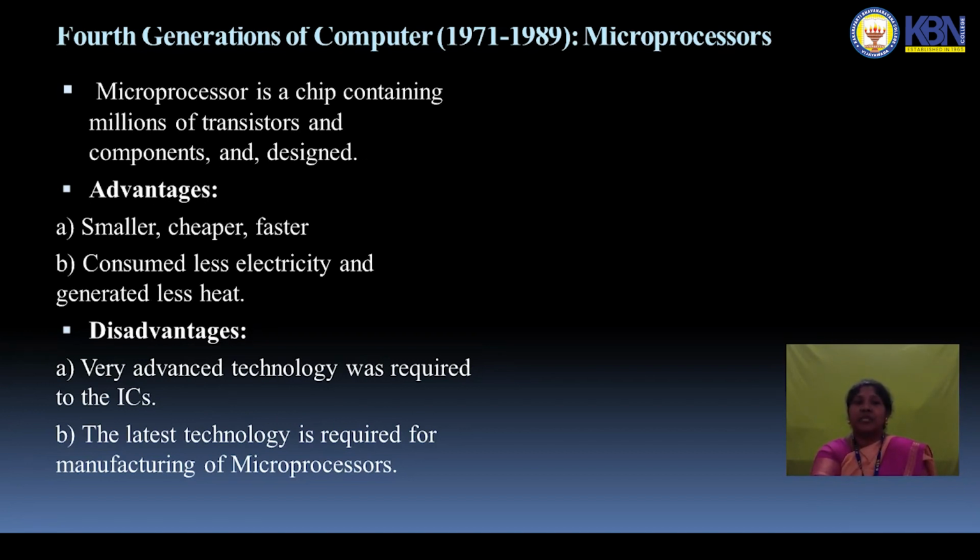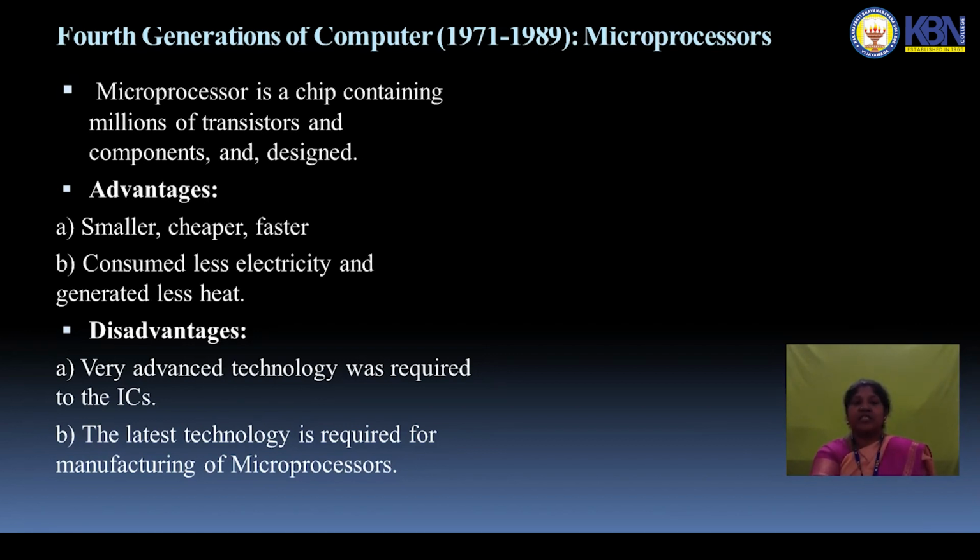Comparatively it consumes less electricity and generates less heat also. By using the fourth generation, you are getting so many advantages like consuming less electricity and generating less heat. So no need of AC here, okay. And it is smaller, the cost is also lowest, and work is very fast. See, we have some disadvantages.